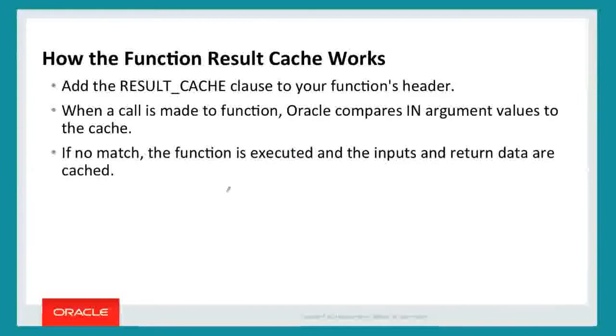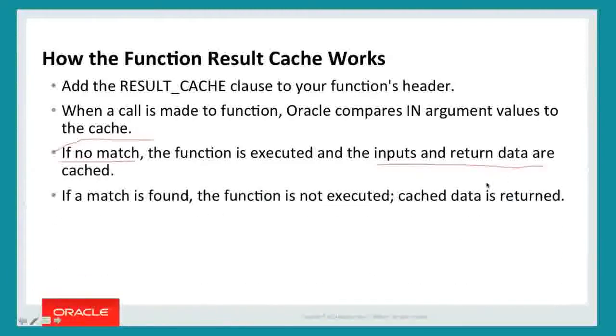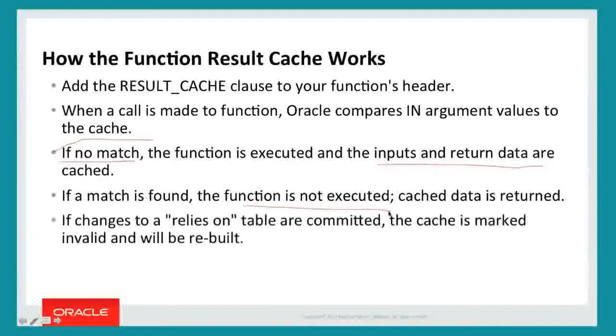If it doesn't find a match, then the function is executed, and the inputs and the return data are cached. If Oracle does find a match in the cache, in other words, there's essentially a unique index on the in-argument values, if a match is found, then the function is not executed. The values are simply returned. So we avoid function execution, we avoid SQL statement execution.